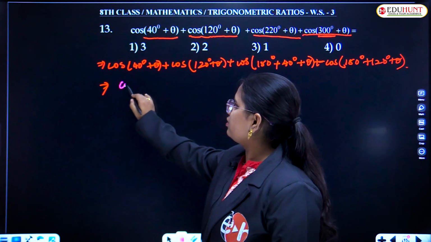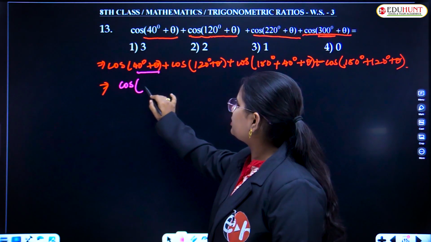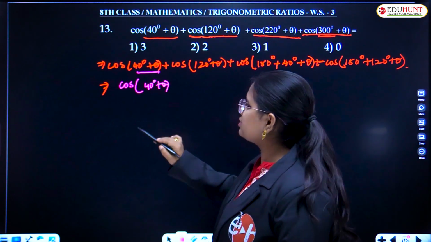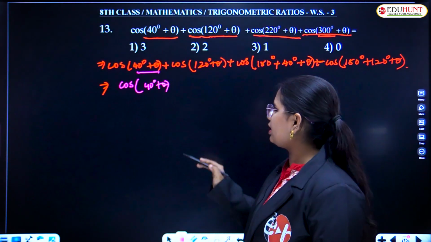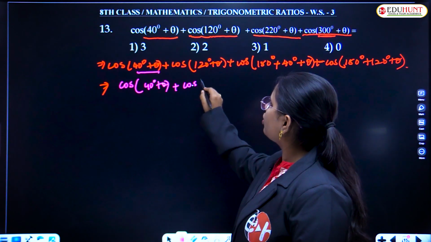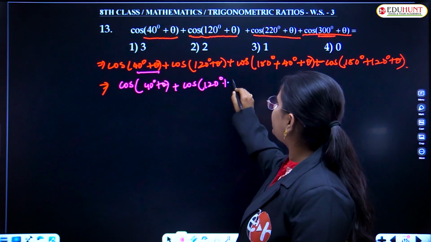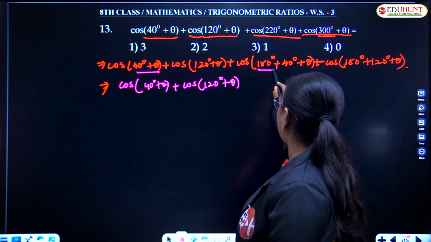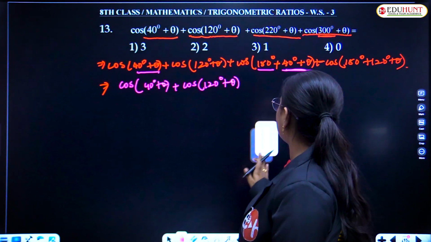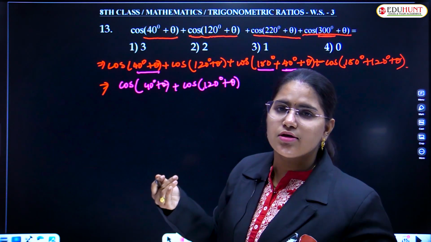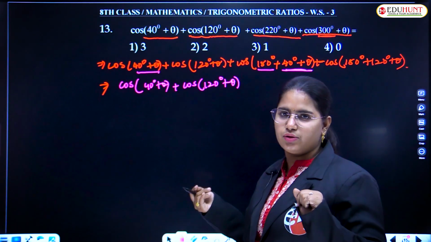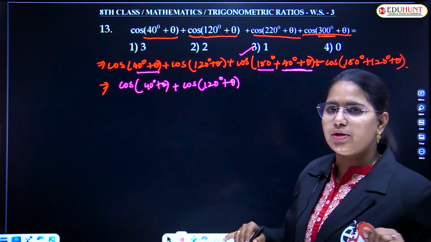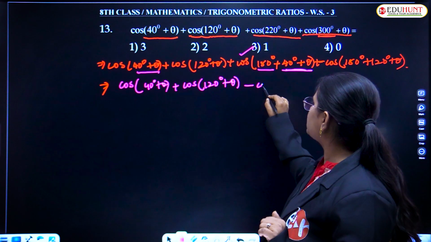Next one. Cos(40 plus theta) I will write as it is. I will not do anything. Plus cos(120 degree plus theta), as usual I have written. Now tell me, 180 plus theta, which particular quadrant is it? Third quadrant. Very good, guys. In the third quadrant, cos is becoming negative. So this becomes minus cos.